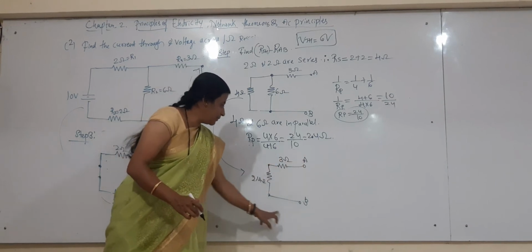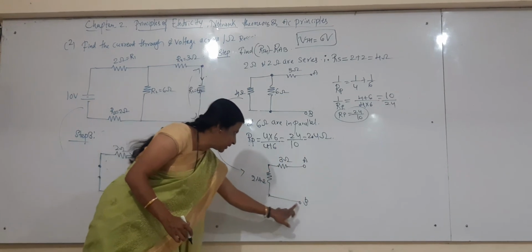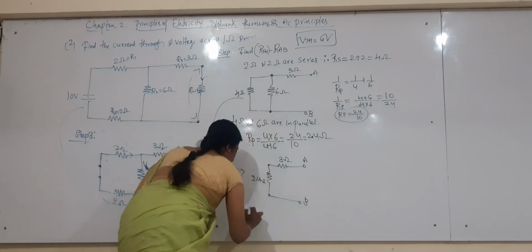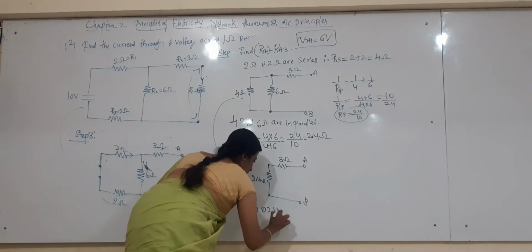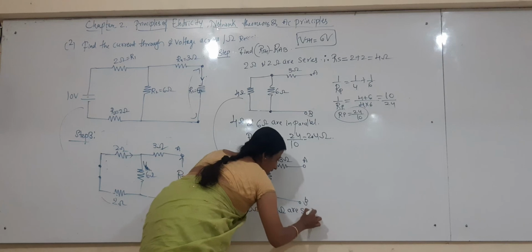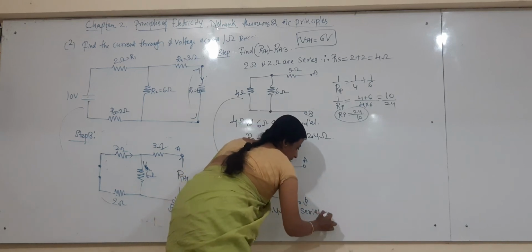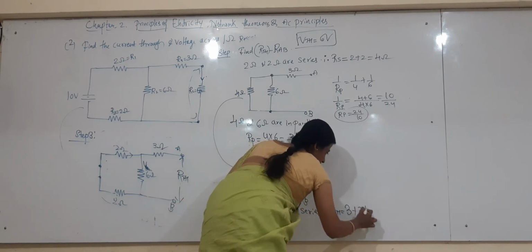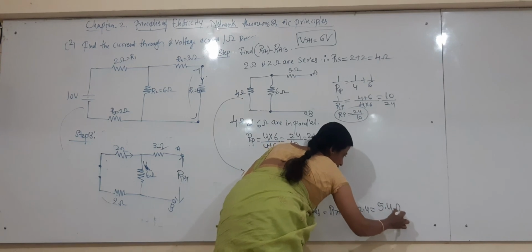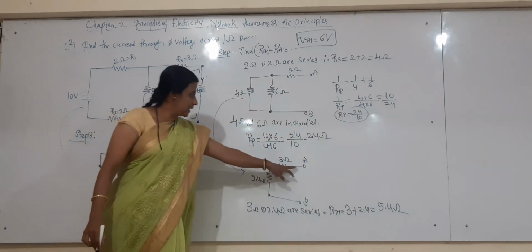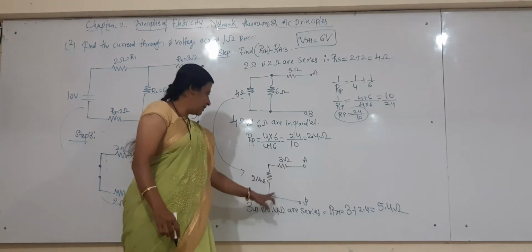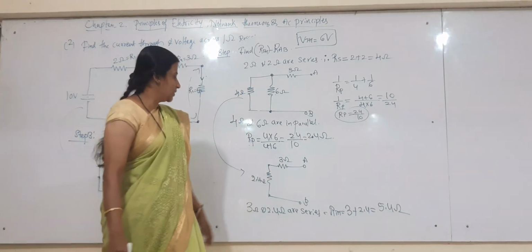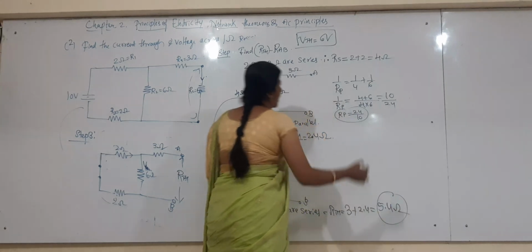So now between A and B, while moving in this direction from A to B, 3 ohm and 2.4 ohm are connected in series. Therefore, the effective resistance RTH is equal to 3 plus 2.4, that is nothing but 5.4 ohm. So the effective resistance between A and B, we directly add since they are in series: 3 plus 2.4 is 5.4. So we have calculated RTH as well as VTH.